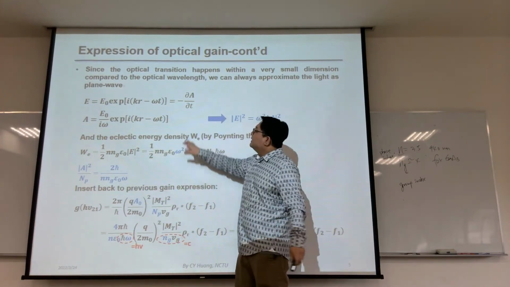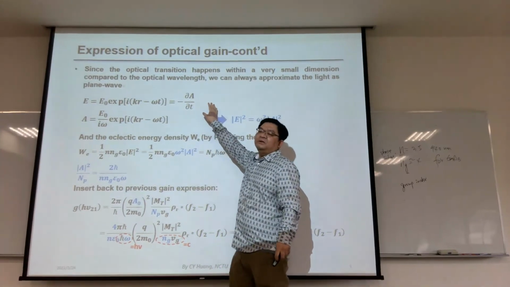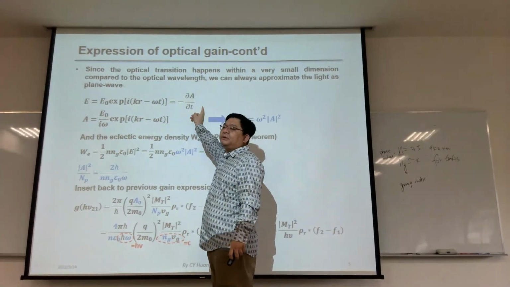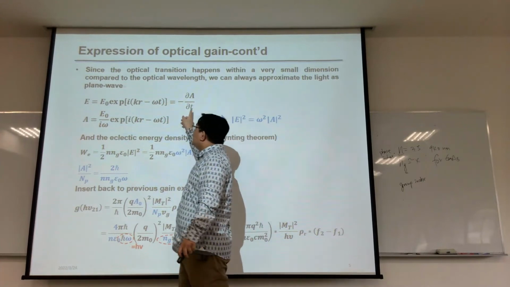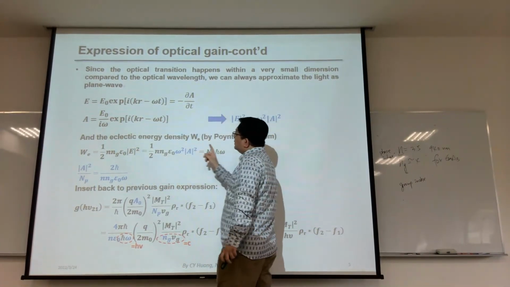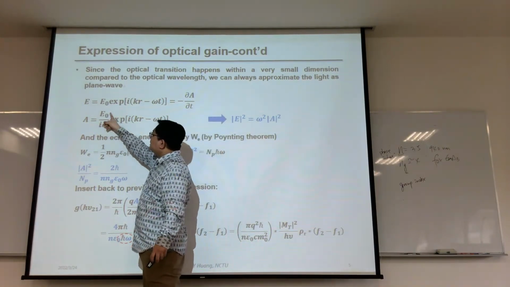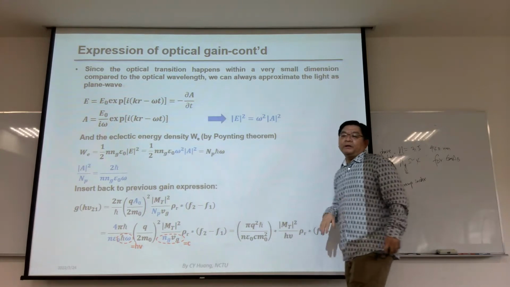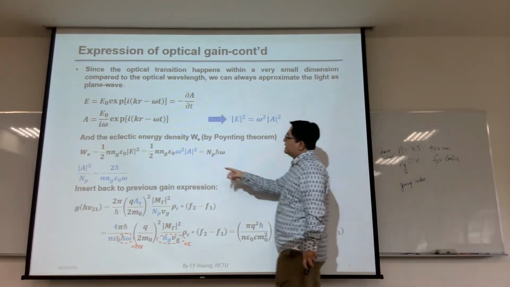Then this is the definition of the vector potential. Okay, a simple ordinary equation. We just do the partial t and do a time integral. So now A is E0 divided by i omega. Still a plane wave, but with a phase shift.